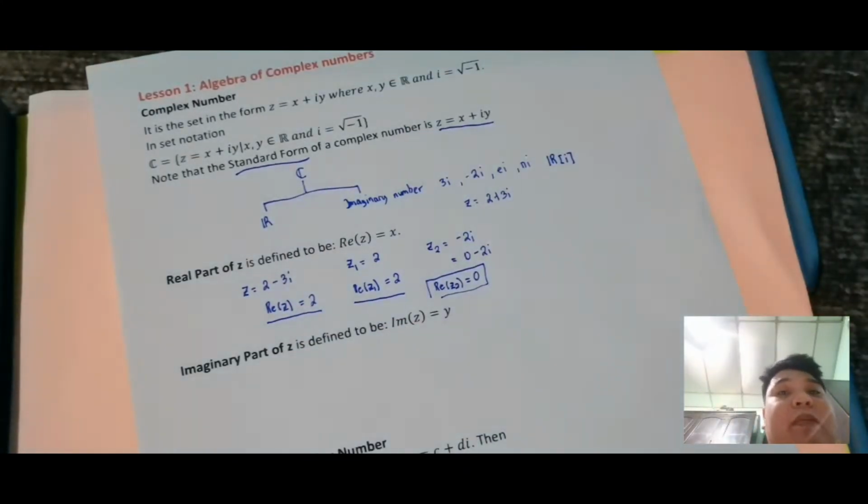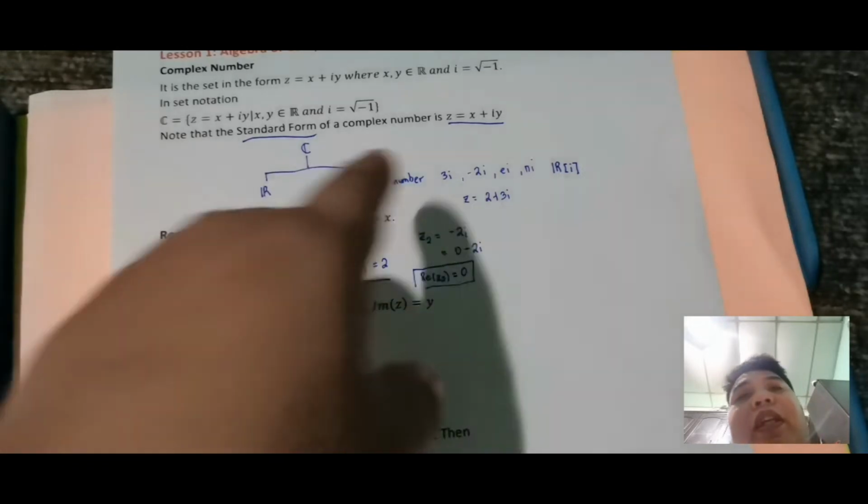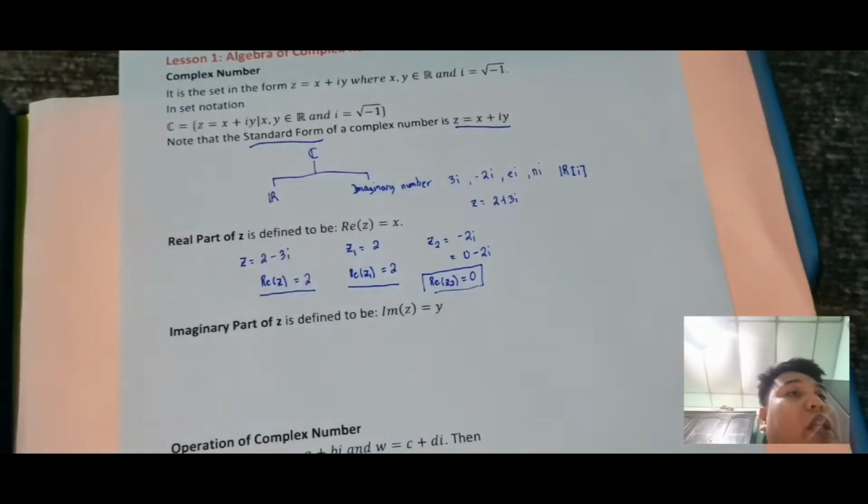Okay, remember those parts. Let's proceed to the next definition. Let the imaginary part of z be defined as Im of z is equal to y. If you notice, what is the imaginary part of z? From our form, the imaginary part of z is only the real number attached to i. Remember that the sign is included. The imaginary part is the real number attached to the i. You won't include i. Remember that definition.